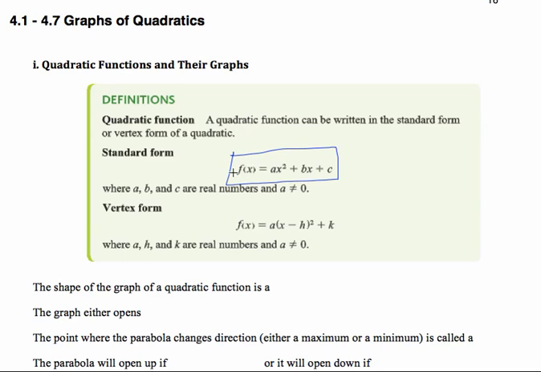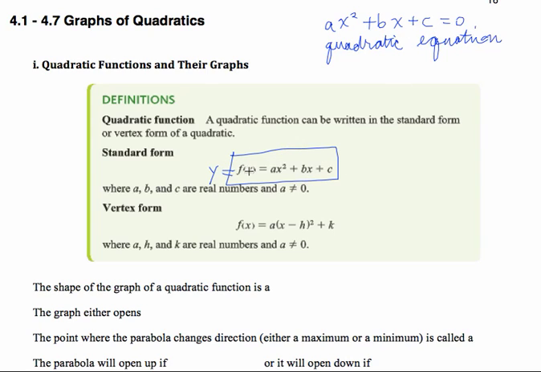Looks like f of x or y. Remember, f of x and y mean the same thing. So f of x equals ax squared plus bx plus c. We've been solving equations of the form ax squared plus bx plus c equals 0, but that's a quadratic equation, not a quadratic function. Notice there's no y, there's no f of x here. This is just simply a straight equation. Find the x's that make it true.